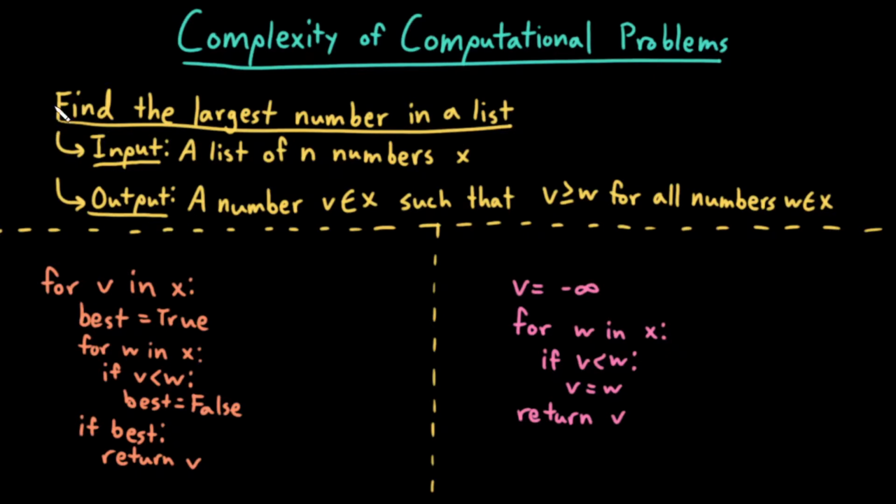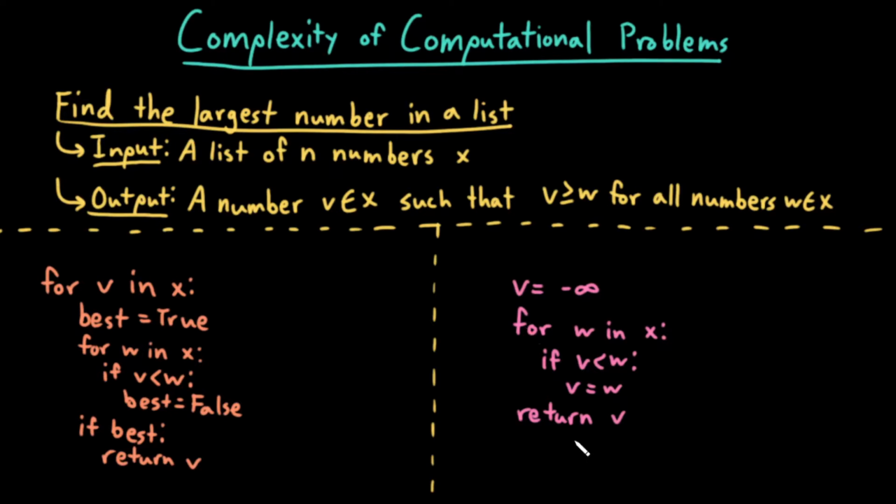So for example, let's imagine I have the computational problem, find the largest number in a list. The input is a list of numbers, and specifically the length of that list is n, so it's a list of n numbers, and it's called x. And the output is a number v that exists within x, so one of the numbers in x, such that that number v is greater than or equal to w for all numbers w in x. So basically, return some number v that's greater than or equal to all numbers w in x, where v also is in x. This is a formal definition of this computational problem.